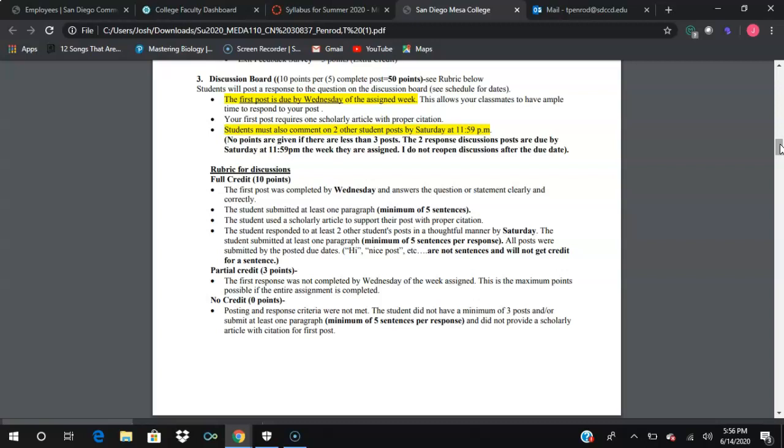There is a rubric in there that is listed. Full points is having your original post by Wednesday, 2 positive posts by Saturday to classmates, making sure that they're both done on time, and a scholarly source is listed. If we don't do all of those things, then there will be less than full credit given, okay?